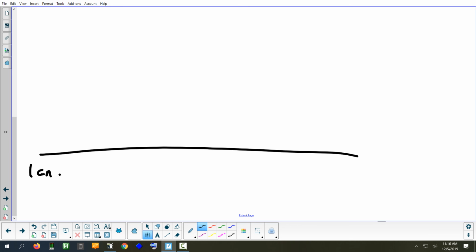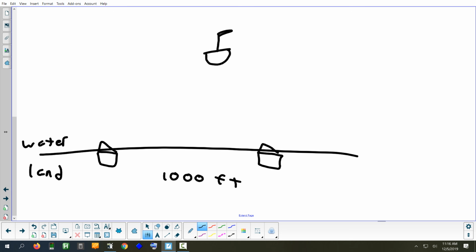This is going to represent land, water. Let's say we have 2 Coast Guard stations on the land. And the Coast Guard stations are maybe 1,000 feet apart. Or they could be lifeguard stations, whatever you want. The two stations are 1,000 feet apart. There's a boat out here. It's nighttime and it's cloudy, so the boat can't see any stars, can't see any landmarks, and their GPS isn't working, but they have a light on the boat, and they want to know where they are. And their radio works.